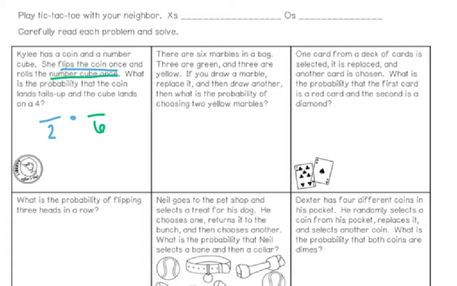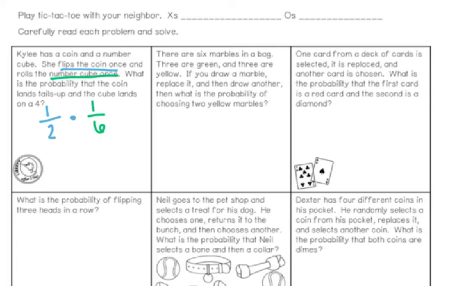And this question wants to know, what is the probability that the coin lands tails up and the cube lands on a 4? Think about the first event, which is flipping the coin, and it says landing tails up. Well, landing tails up is a 1 out of 2 chance. One side is tails and the other side is heads. Then the cube landing on a 4, well, if you think about a dice, there's a side with a 1, a side with a 2, a side with a 3, a side with a 4, and so on. So there's only 1 chance that it's going to land on a 4.